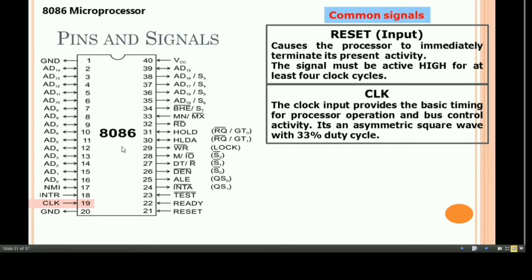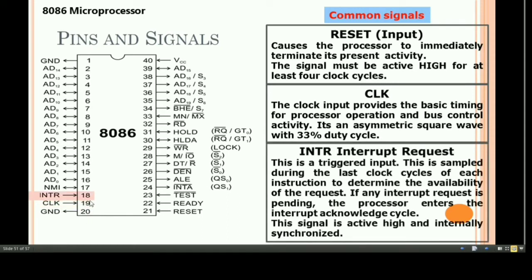In the 8086 the clock signal is provided by the 8284, which provides an asymmetric square wave with 33% duty cycle. Here the 8284 is the external clock generator used for this 8086. The clock signal acts as an input for the 8086 and is taken from the 8284 clock generator.